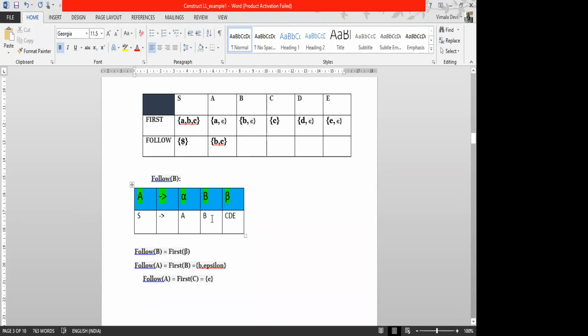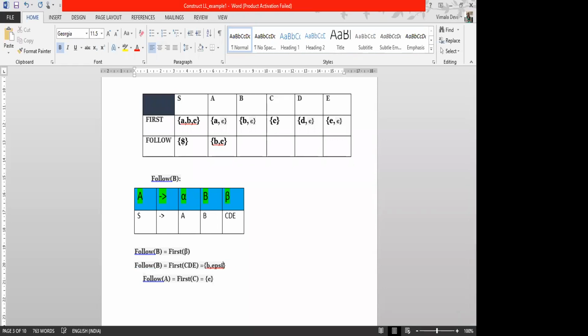Now, since after B there are certain symbols following, the rule is the same. Follow of B is equal to first of beta, right? So, B is nothing but B itself here. What is beta here in fact? Beta is C, D, E. Am I right?